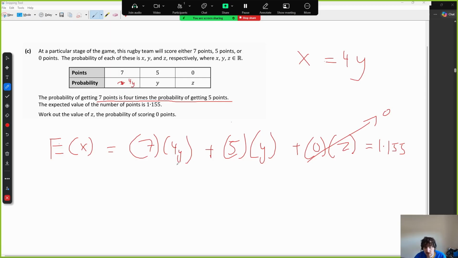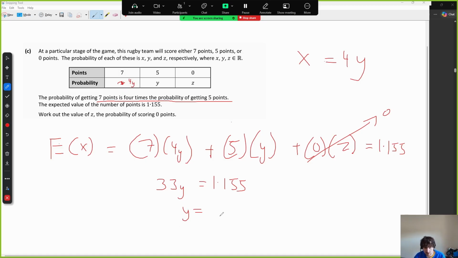Because 0 times z is 0. So we've really just got an equation here on y. I see 28y here, and I see 5y, so that's 33y equals this awkward number here. So then we have y. And when we have y, we have x. So that's happy days. Divided by 33.